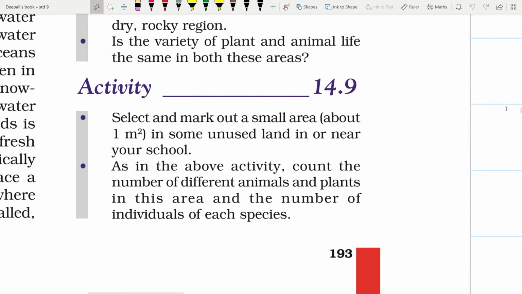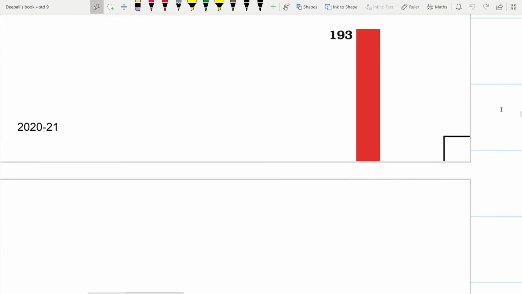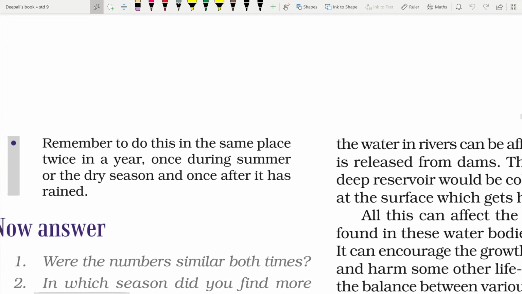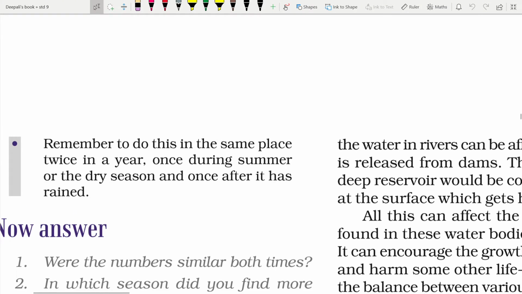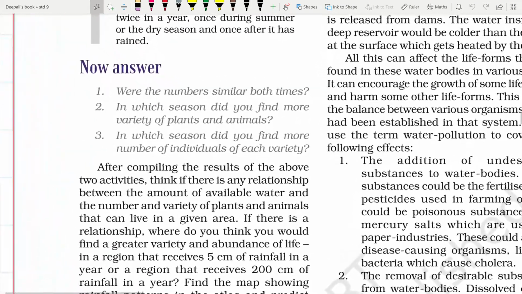Select and mark out a small area about 1 meter square in some unused land in or near your school. As in the above activity, count the number of different animals and plants in this area and the number of individuals of each species. What will you observe? Remember to do this in the same place twice in a year, once in summer or the dry season and once after it. You will see lots of variation in the number of plants and animals growing there in the region as well as in the season.